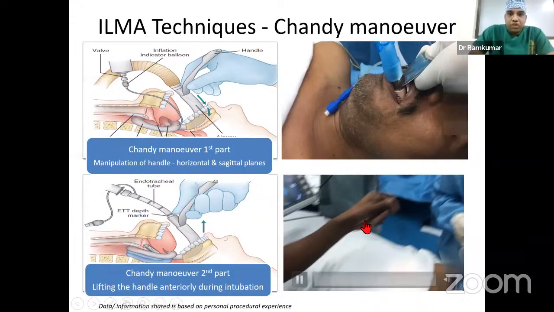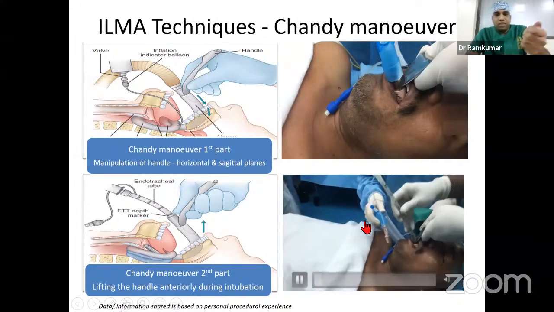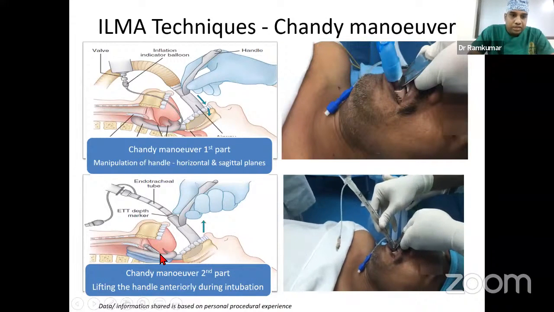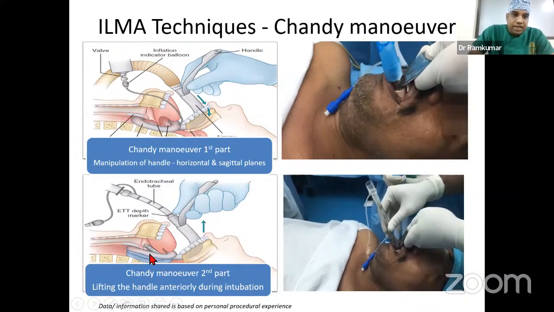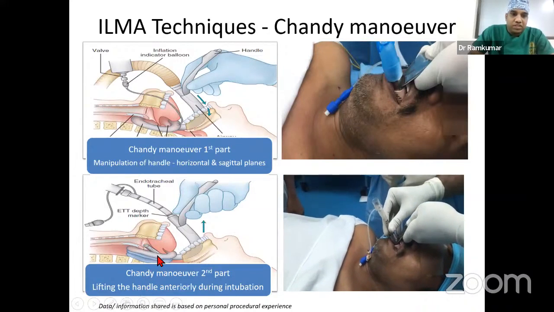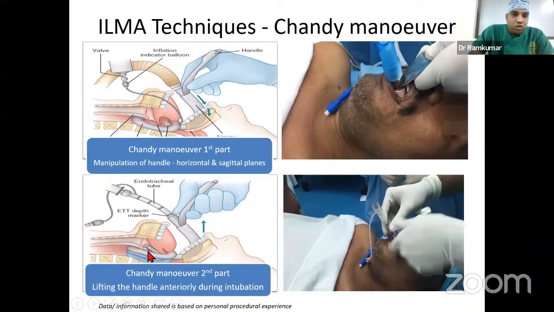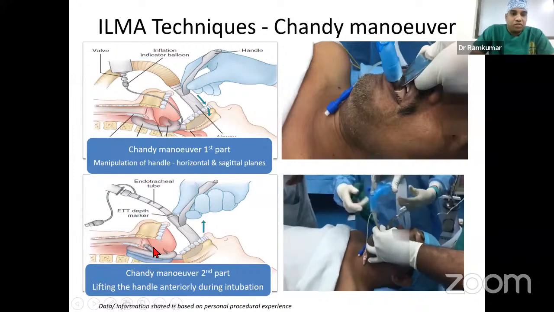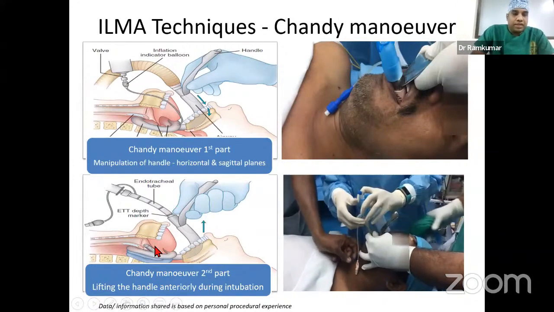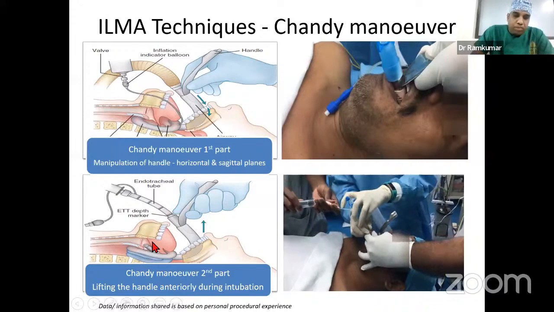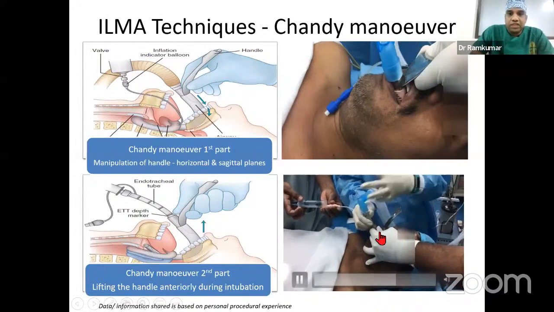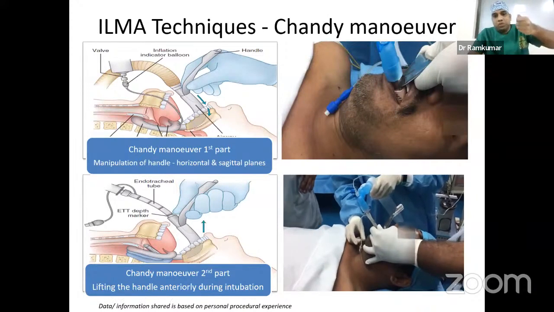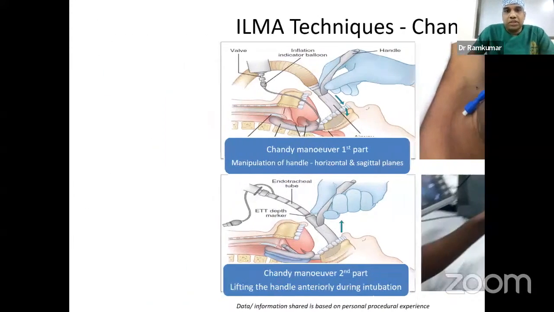At this position, what you have to do is lift the handle a little anteriorly. That means you are aligning the laryngeal inlet with the ventilating orifice of the device. So the tube goes directly into the laryngeal inlet instead of hitting the epiglottis or going into the esophagus. This is called Chandy's maneuver part 2, that is, lifting the handle anteriorly to guide the intubation.